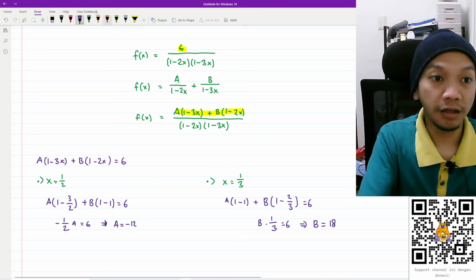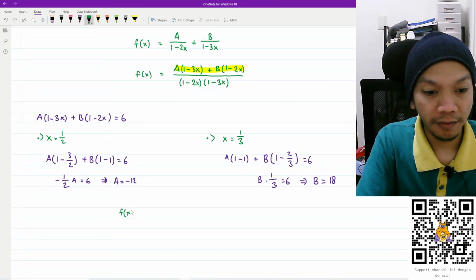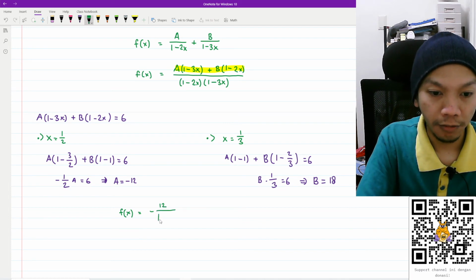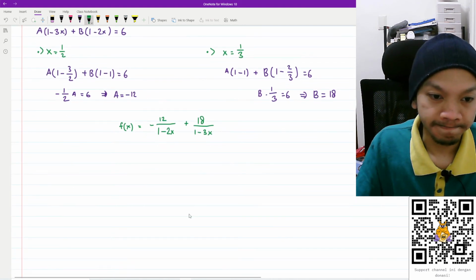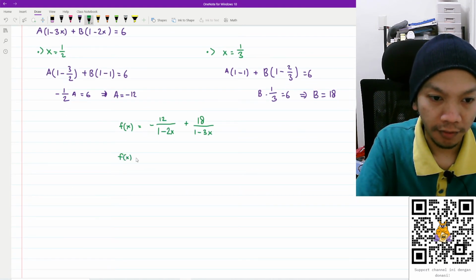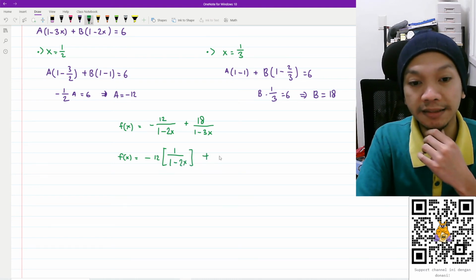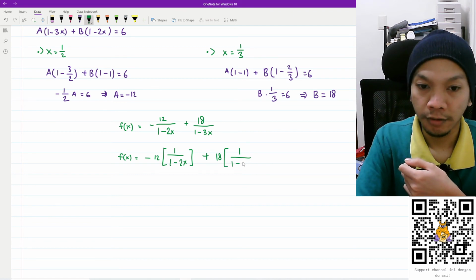Okay, so now we got our generating function in this standard form. So I will have f(x) is equal to minus 12 divided by 1 minus 2x plus 18 divided by 1 minus 3x. Okay, we can rewrite this generating function. So I'll have f(x) is equal to minus 12 multiplied by 1 over 1 minus 2x, and then plus 18 multiplied by 1 over 1 minus 3x, right?